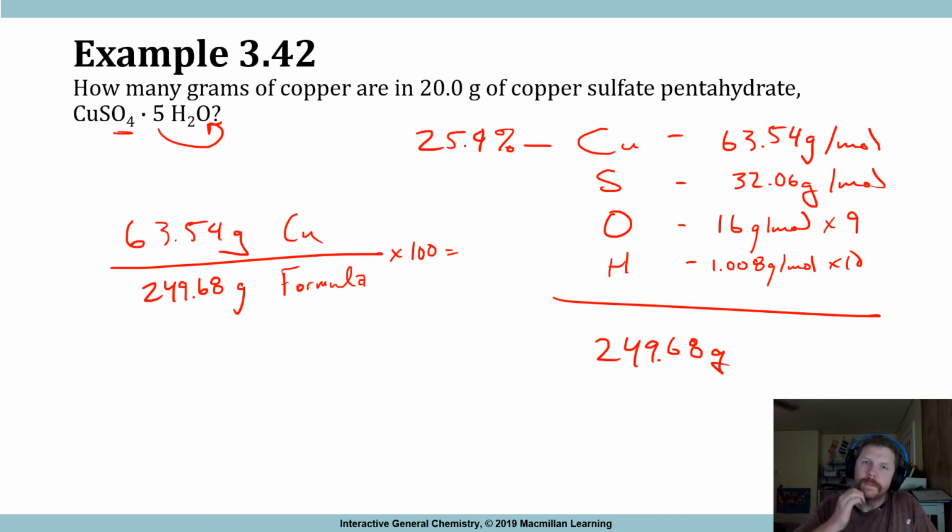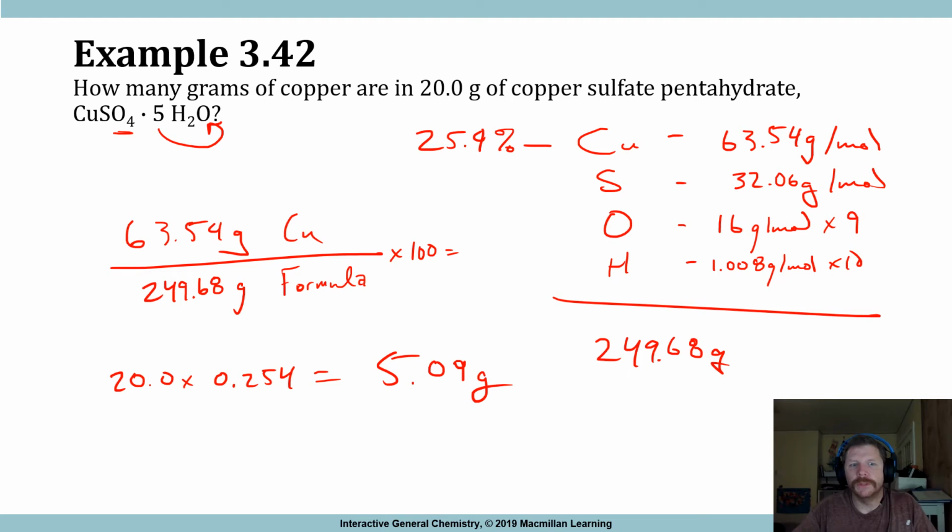25.4%. Okay, so what I can do now is figure out 20.0 times 0.254 as my percentage, and that is going to be 5.09 grams are copper.